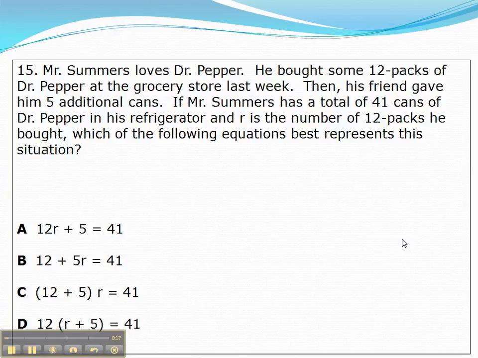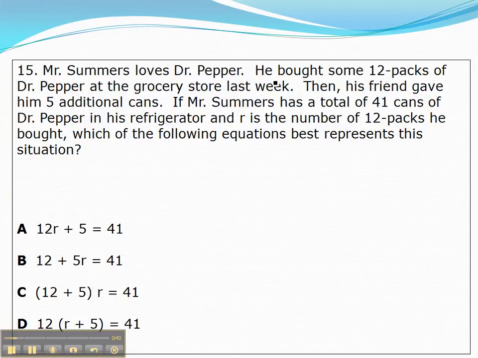If Mr. Summers has a total of 41 cans of Dr. Pepper in his refrigerator, and R is the number of 12 packs he bought, which of the following equations best represents this situation? Again, I'm going to recommend that a problem like this, you write your own equation from the word problem, and then look for the answer choice that has an equation that's equivalent to your equation. So let's start by looking at what happened here.